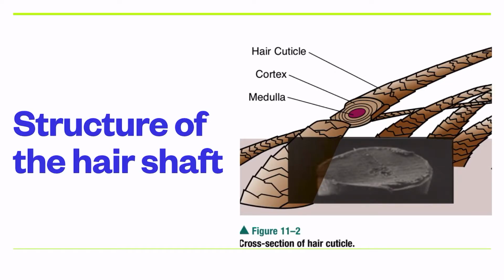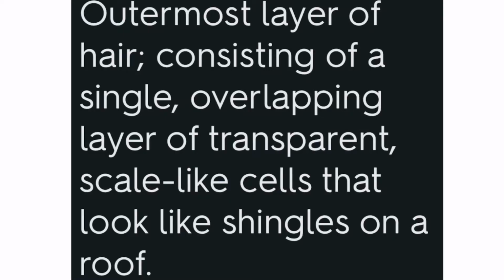Structure of the hair shaft. Again, here's another nice little diagram that shows you the 3 parts of the hair. So this is a hair strand coming out of the scalp, and then they have cut it so that you can see the cross section and then obviously magnified it. There are 3 parts of the structure of the hair shaft. Hair cuticle: this is the outermost layer of hair, consisting of a single overlapping layer of transparent scale-like cells that look like shingles on a roof.